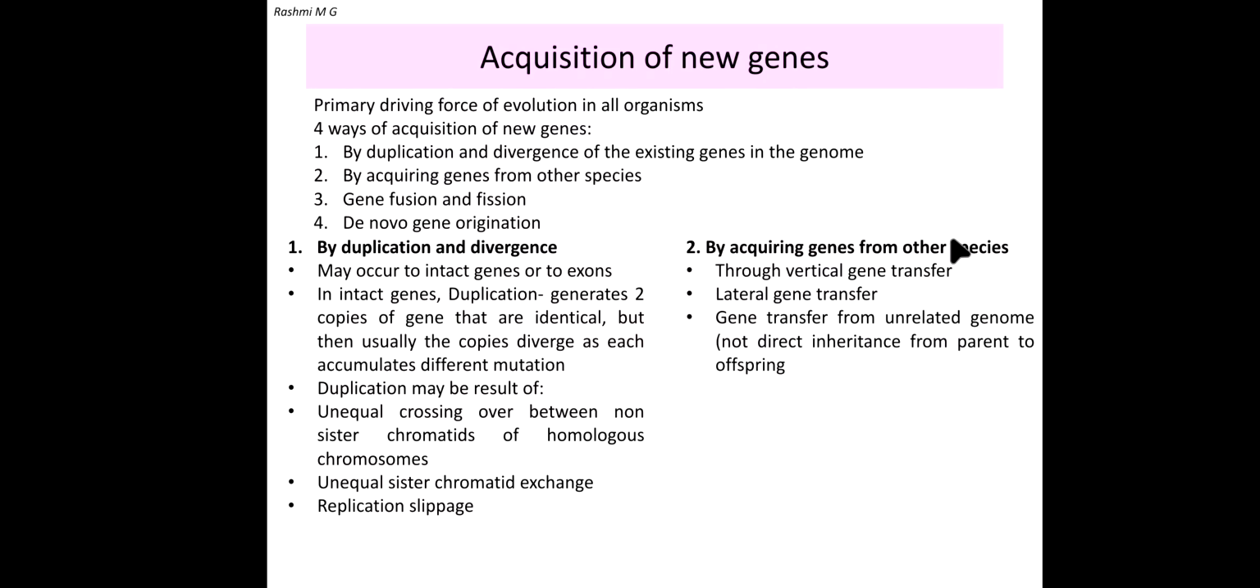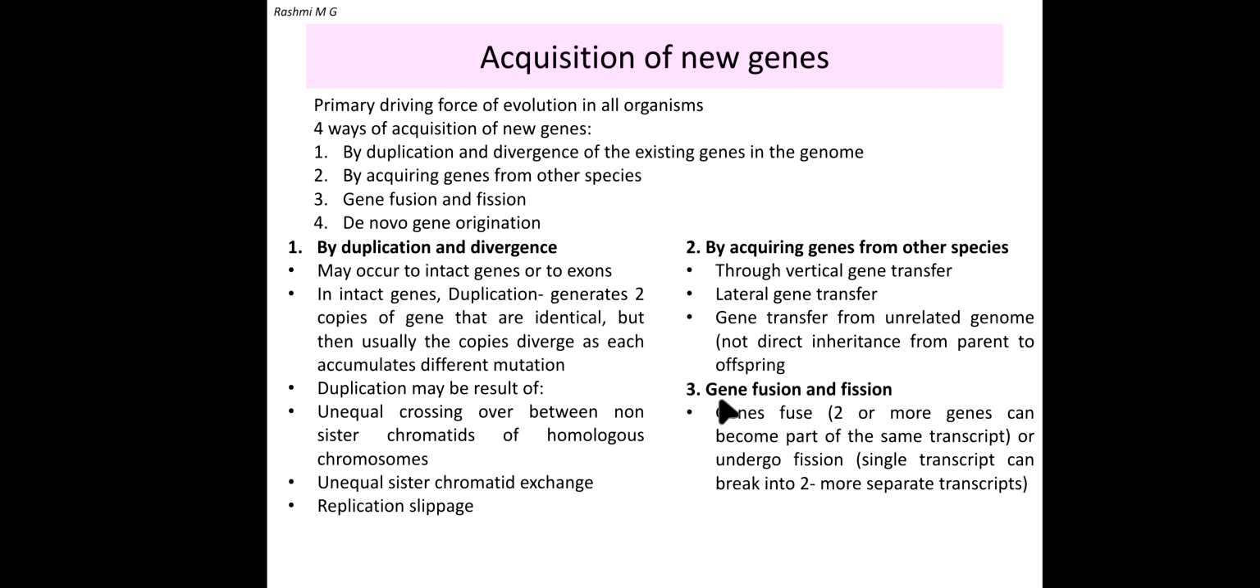The next type is acquiring genes from other species. This is referring to orthogenes, genes present in different organisms that arose through speciation and divergence. In contrast to vertical gene transfer, this is lateral gene transfer. The gene is transferred from an unrelated genome, not by direct inheritance from parents to offspring. Next is gene fusion and fission. Two or more genes can become part of the same transcript, known as fusion, or undergo fission, where a single transcript breaks into two or more separate transcripts.